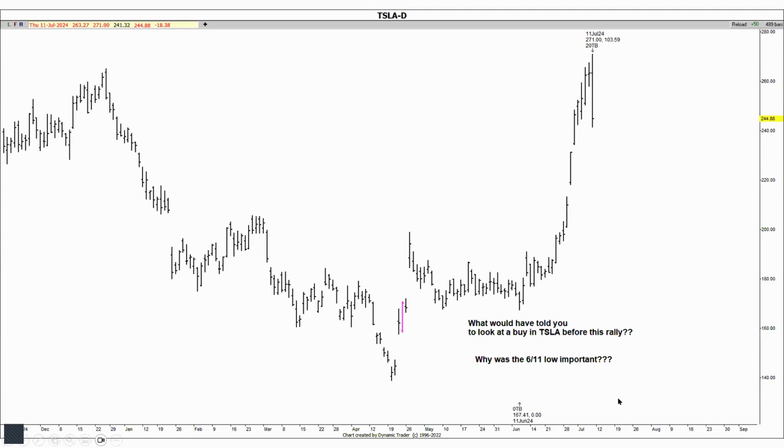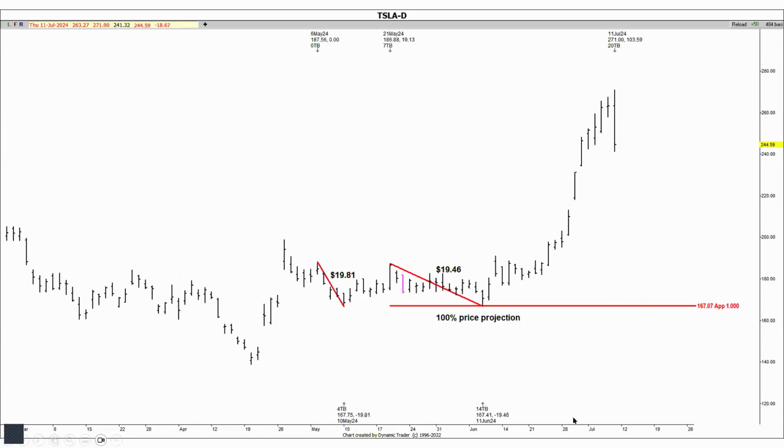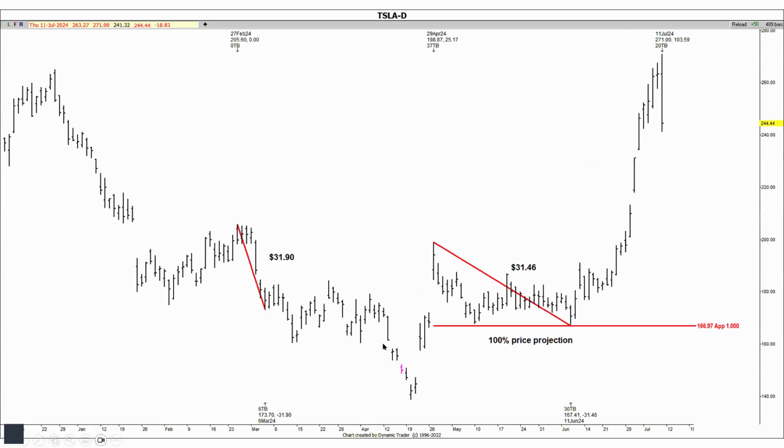And again, some people will try and answer the question, but it's basically a trick question because I've done it for you. So here is what I found on that Tesla chart. Here's the June 11th low. One of the price relationships I found was a 100% projection, a decline of $19.81 projected from here, gave me 167.07 for possible support. And you can see that these 2 swings are similar. They're not equal, but they're similar. That was one price relationship.